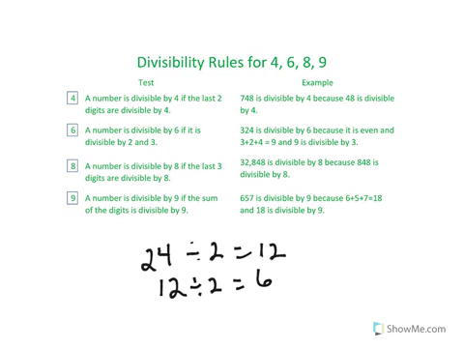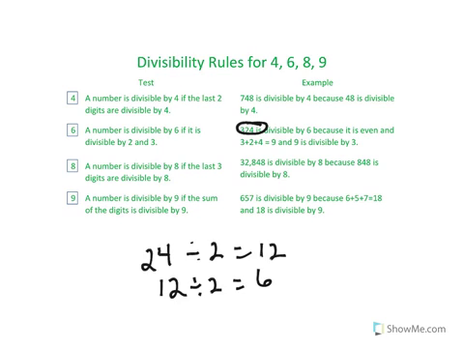Numbers divisible by 6, this might be useful. If it is even and if 3 goes in. So here we have the number 324. It's even, and if I add up 3 plus 2 plus 4, I get 9. And 3 goes into 9. So 6 will go into that number 324.